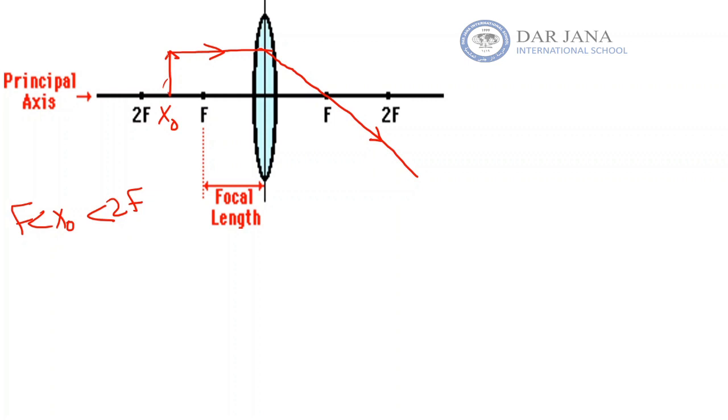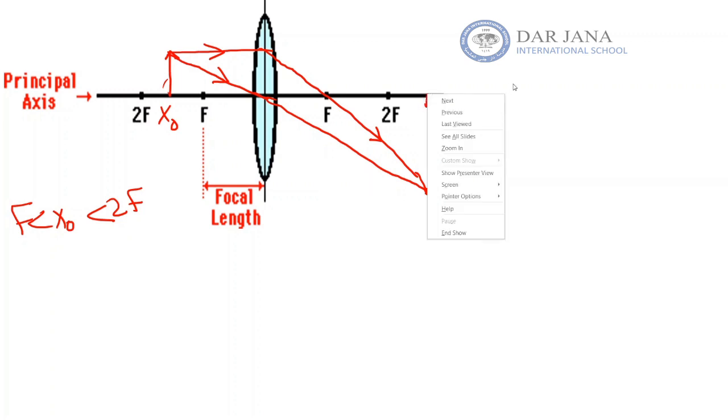Another ray through the optical center. It will continue. They will meet somewhere here. You can try this at home on your copybooks and be more accurate than me. So that's the object and that's the image here. As you see, the image is enlarged and it is real.